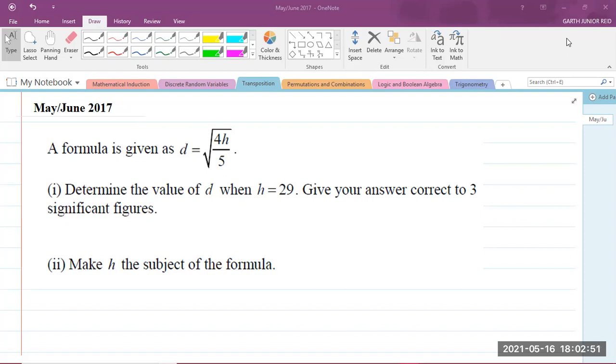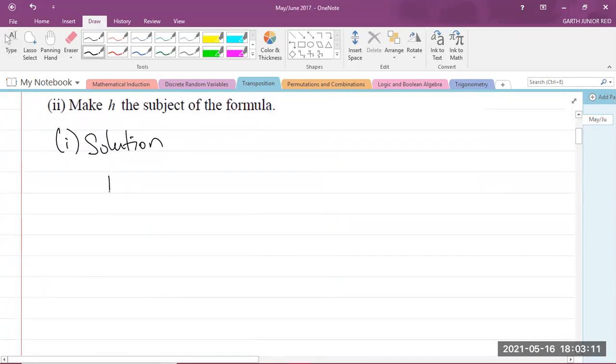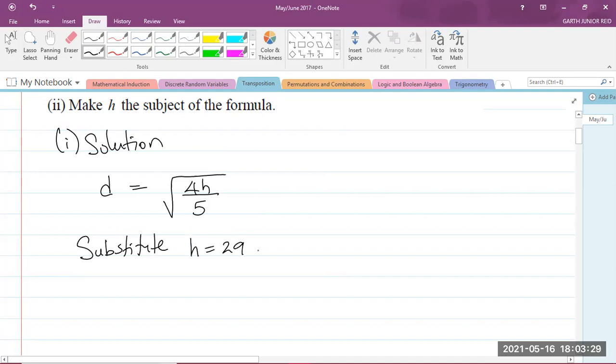All right, so we're going to do part 1 first. Part 1, solution. Determine the value of D when h is equal to 29. We are given D is equal to the square root of 4h divided by 5. So we're now going to substitute h as 29 into D.